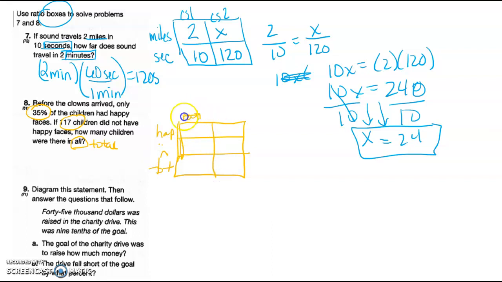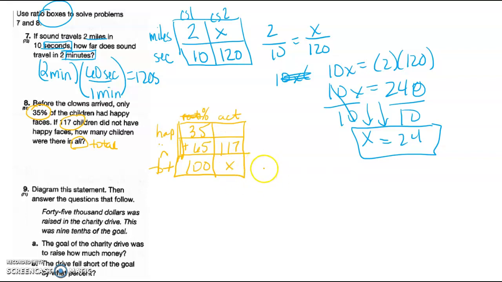Oh no, this is percent. I'm so sorry, an actual. So if this is percent, I know my total is 100%. Only 35% of the kids were happy, and I know that 35 plus 65 gives me 100, so that fills in that box. It says if 117 children did not have happy faces, so that's going to go right here as my actual. How many were in total?